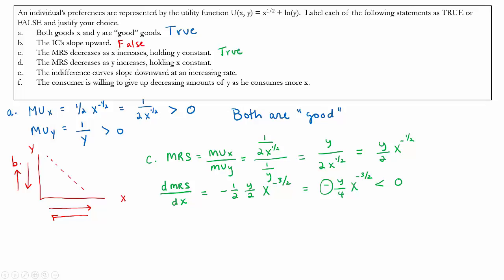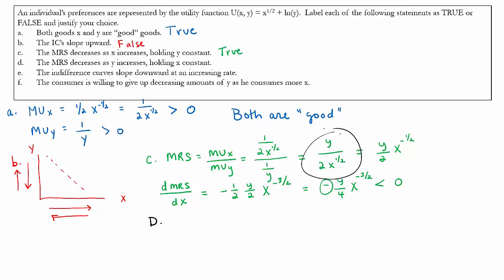The MRS does decrease as x increases, holding y constant. Now let's turn to statement D. Does the MRS decrease as y increases, holding x constant? Well, first let's eyeball it. Y is in the numerator of the MRS. So, holding x constant, as y increases, the numerator increases, causing the MRS to increase.